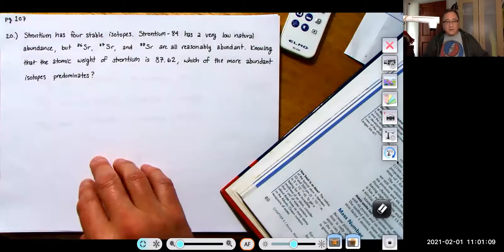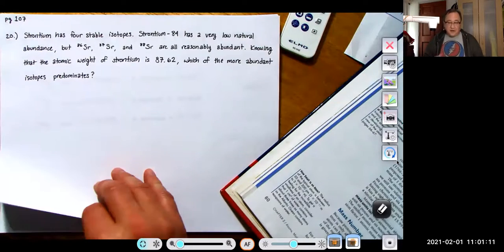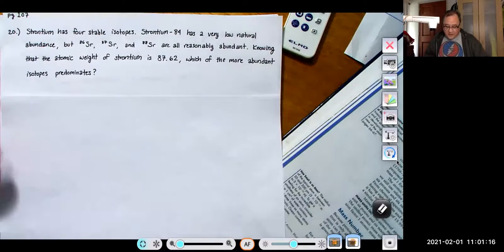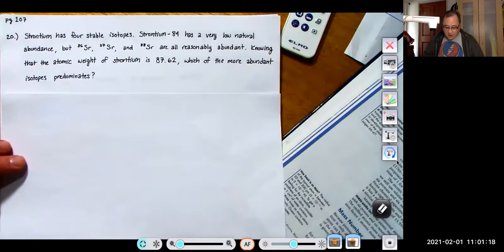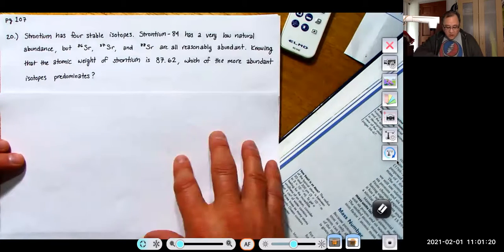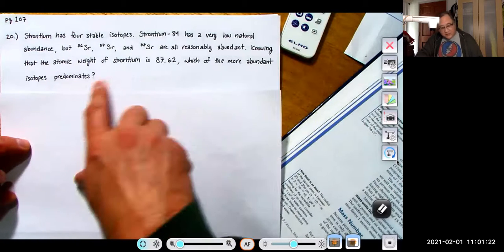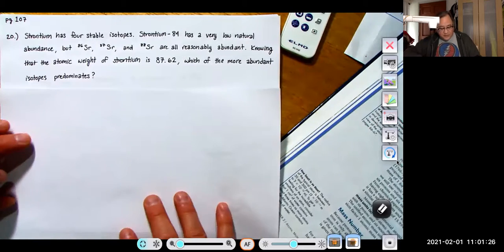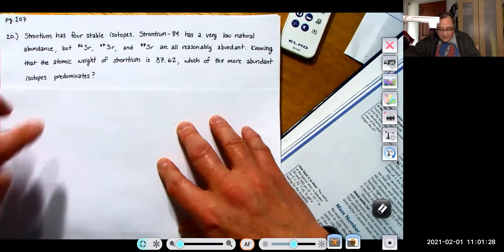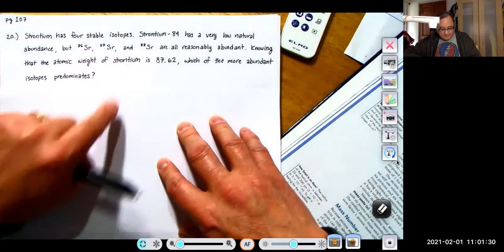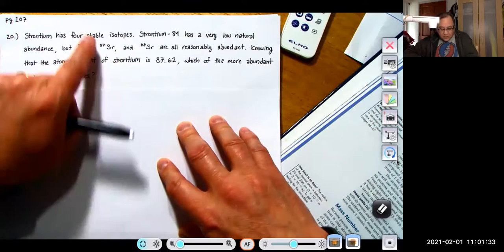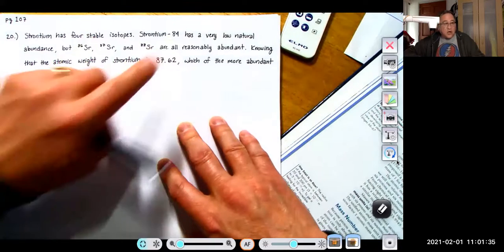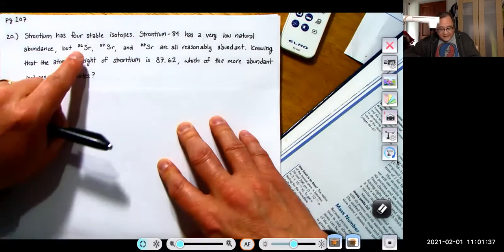Okay, we've got one response. I'm going to move on anyways. Strontium has 4 stable isotopes, all reasonably abundant. Knowing that the atomic weight of strontium is 87.62, which of the more abundant isotopes predominates? Now, these are mass numbers at the top. Strontium 84 is very low. There's 86, 87, and 88.